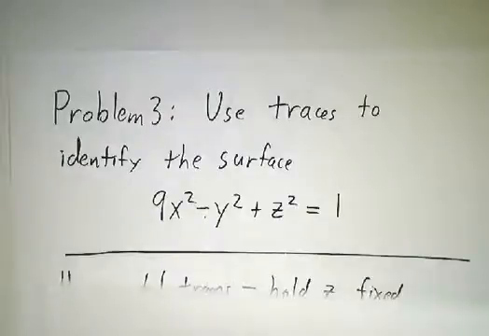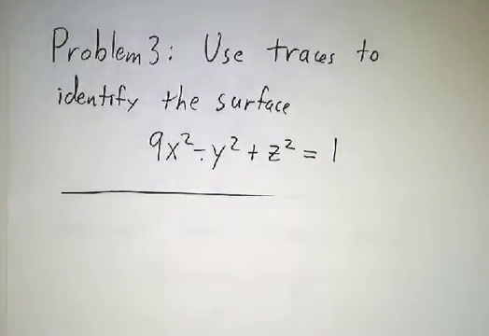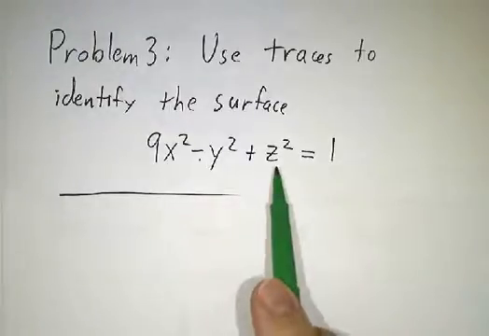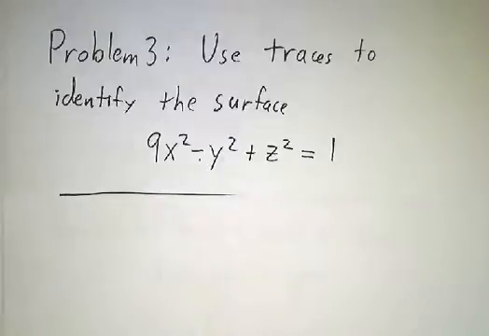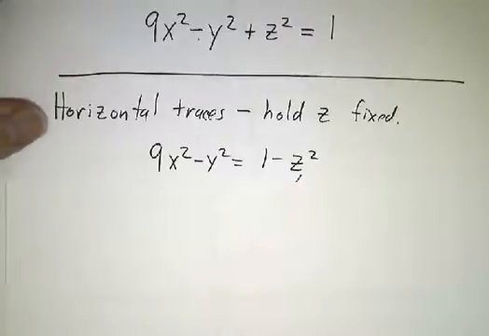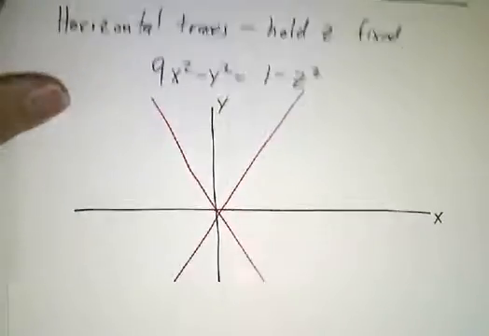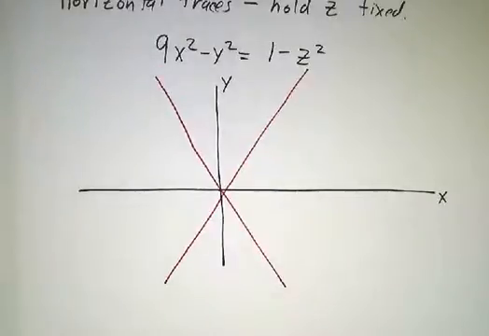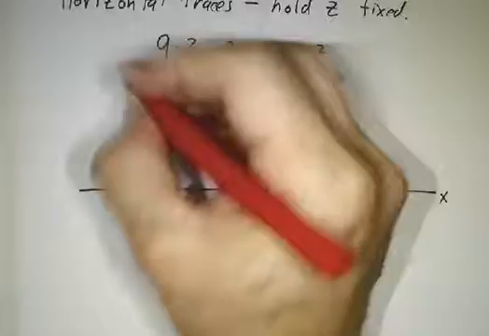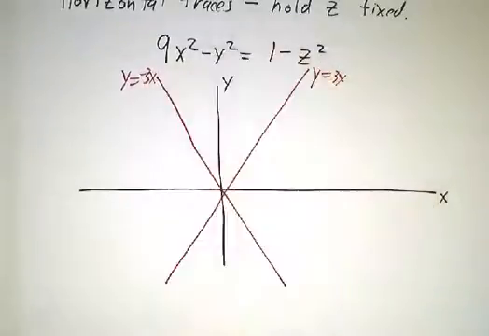Okay. Our final problem is to use traces to identify the surface 9x squared minus y squared plus z squared equals 1. And the first thing we want to do with traces is we look at horizontal traces. We imagine that z is a constant and see what it looks like in the xy plane. So we put the z on the other side and we say, hey, it's 9x squared minus y squared equals 1 minus z squared. In particular, if z equals 1, we get 9x squared minus y squared equals 0. And we get the lines y equals 3x and y equals minus 3x.